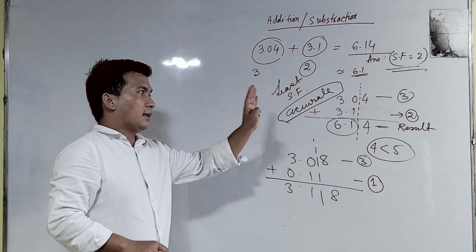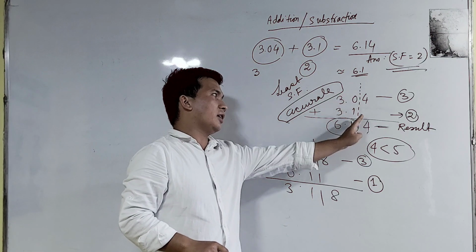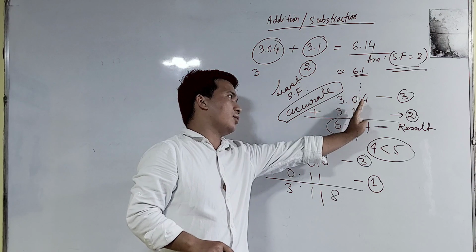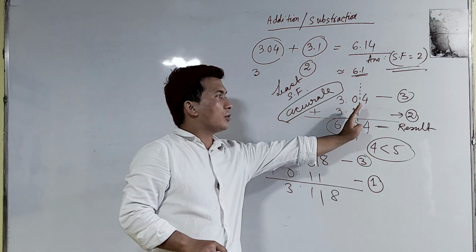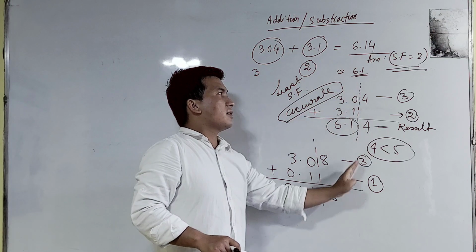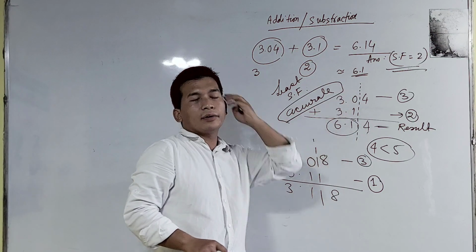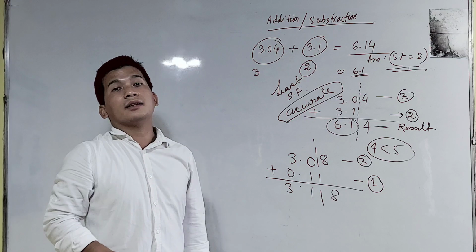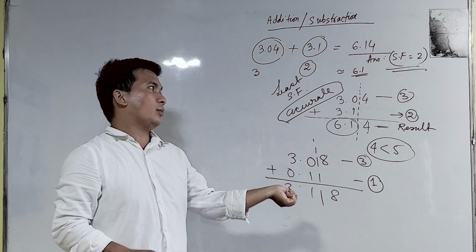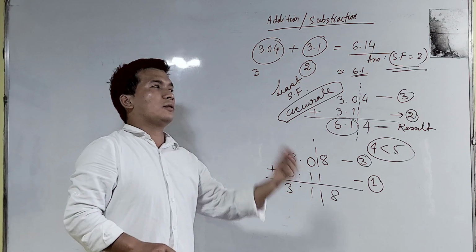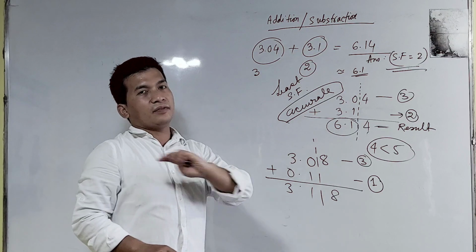The digits on the left of this imaginary line we will take as our answer, irrespective of least significant figure or maximum significant figure.